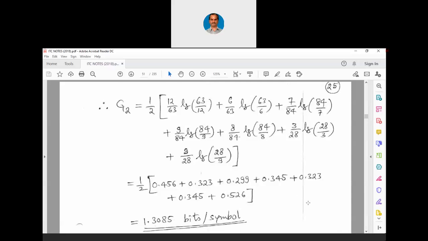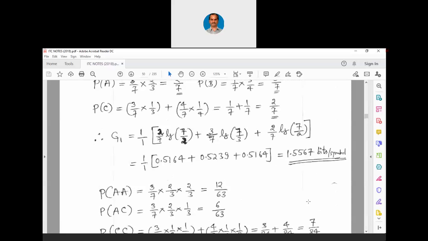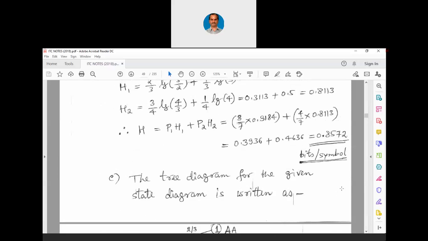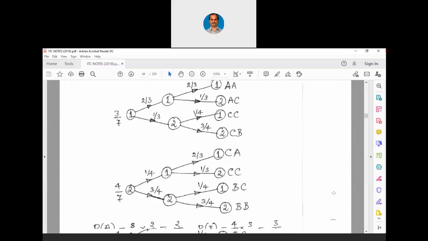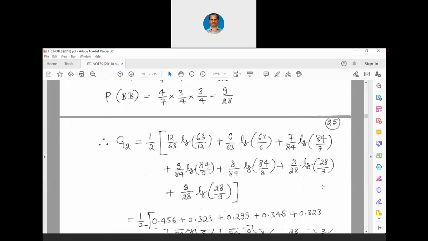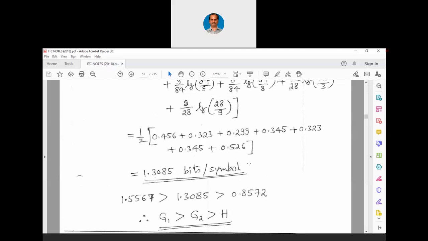G2 is 1.3085. G1 is 1.57 and H is 0.8572. You can see here H is 0.8572, G1 is 1.5567, G2 is 1.3085.